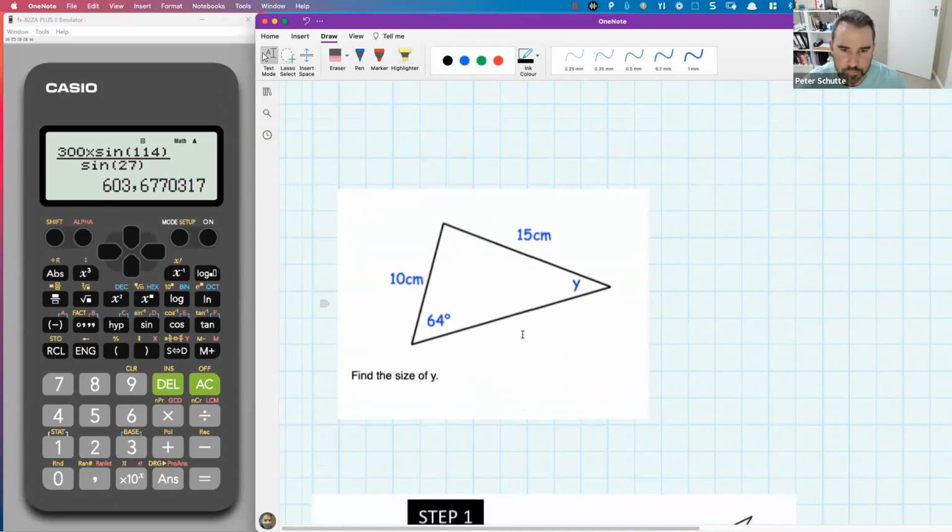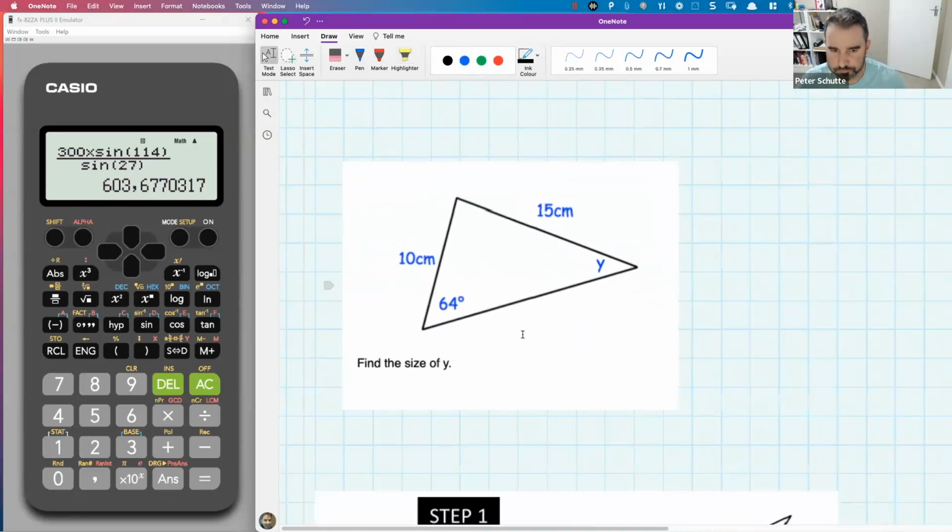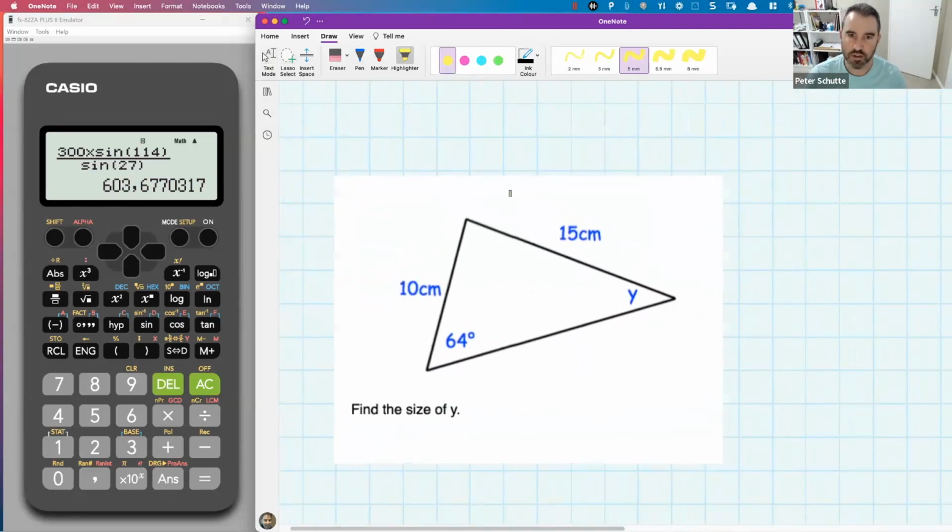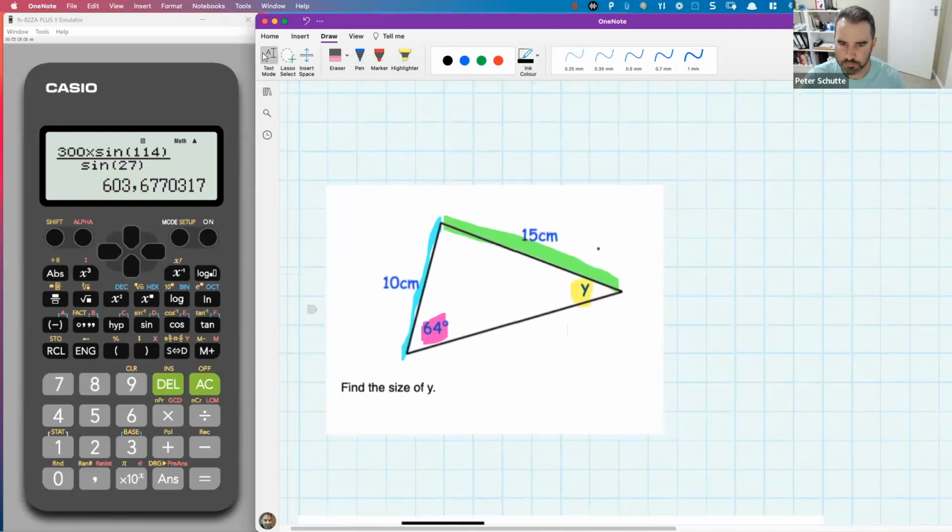So let's have a look at this question. If we look at this question, we're given two sides. So we're given a green side, let's say, and a blue side. And then we're given one angle, and we're asked to find another angle. And we can use the sine rule to do this. We just have to modify our equation a little bit.